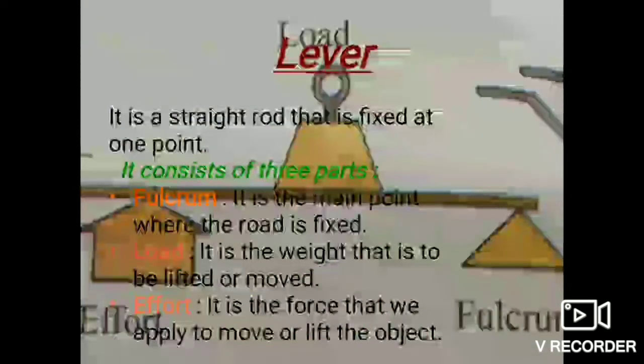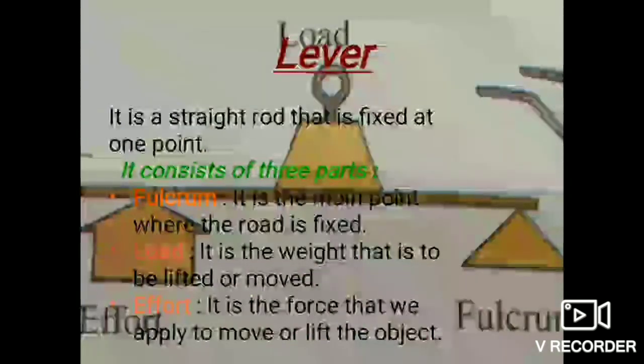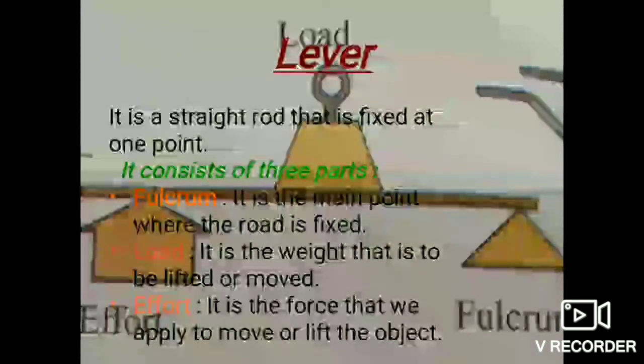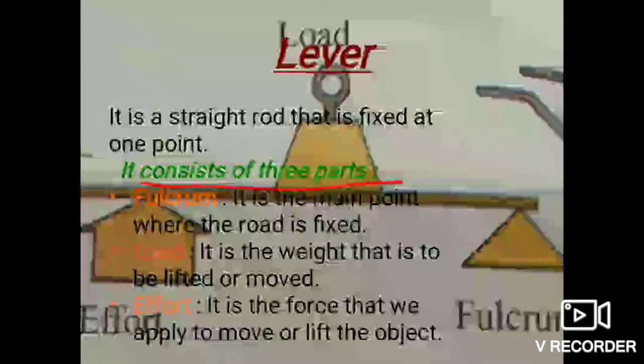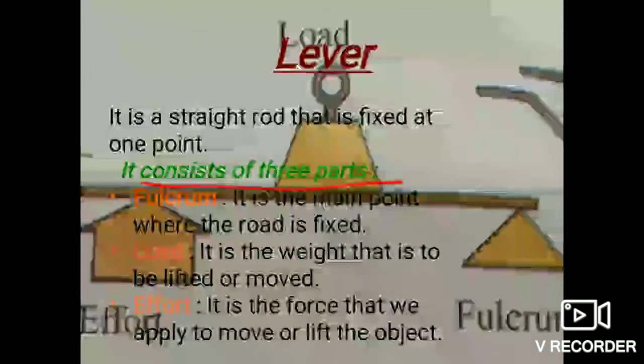Lever. A lever is a rigid rod arranged in such a manner that it can move freely around a fixed point. It consists of 3 parts: fulcrum, load and effort. Fulcrum is the main point where the rod is fixed. Load is the weight that is to be lifted and moved from one place to another. Effort is the force that we apply to move or lift the object.